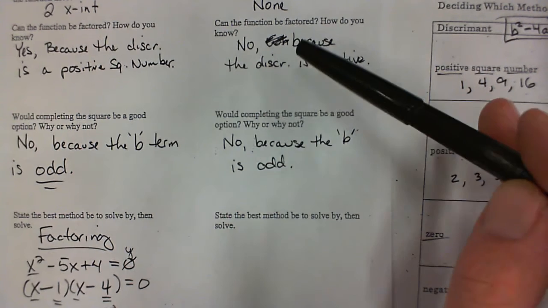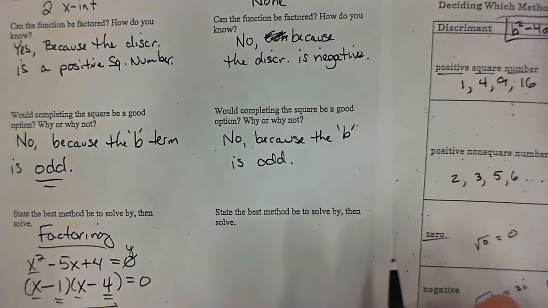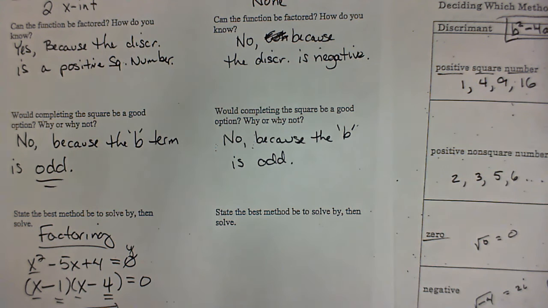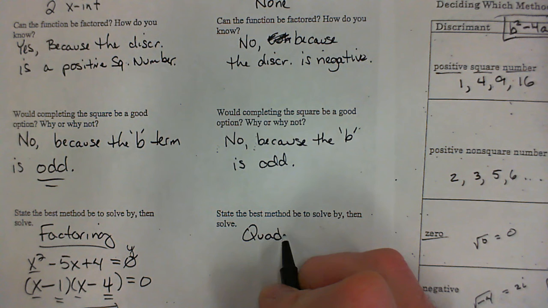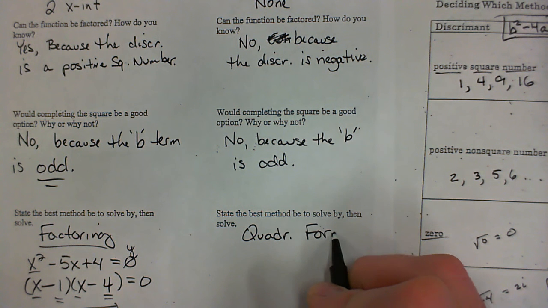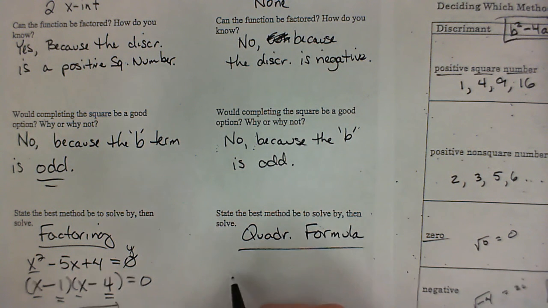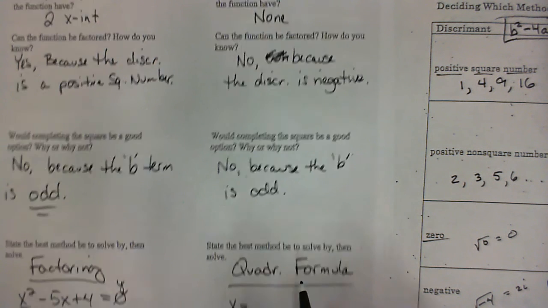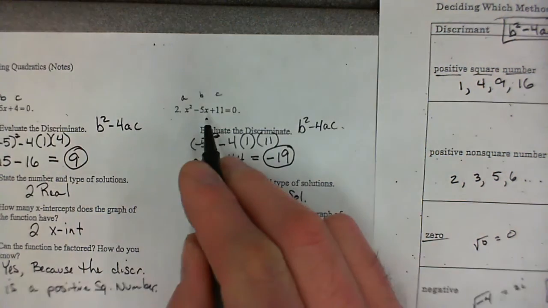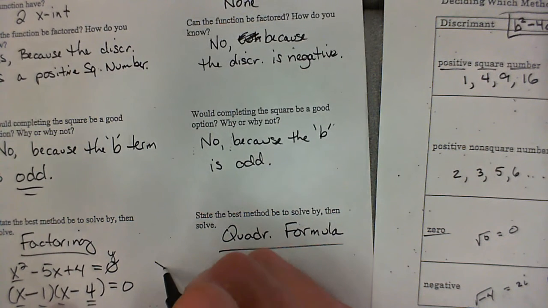Okay, so now what is the best method to solve by? Well, factoring is bad, completing the square is bad, so what's really your bailout plan? Your bailout plan is the quadratic formula. So the best method is going to be the quadratic formula. Okay, so let's do that.